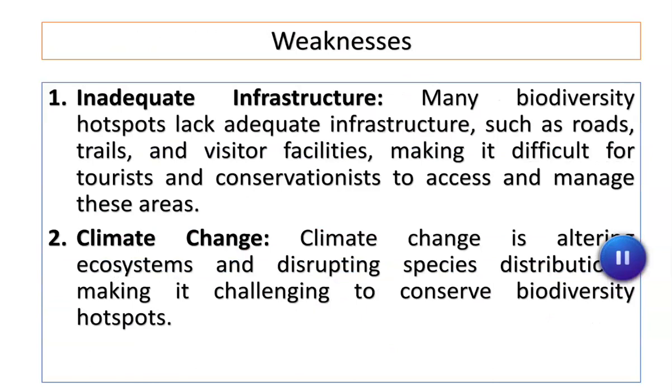Climate change is altering ecosystems and disrupting species distribution, making it challenging to conserve biodiversity. Because of climate change, because of global warming, sometimes the tropical forests do not get enough supply of rain. Sometimes a cyclone takes place, and forests are destroyed, and because of this the species are affected, sometimes they are completely destroyed. And this is another weakness of any biodiversity hotspot.